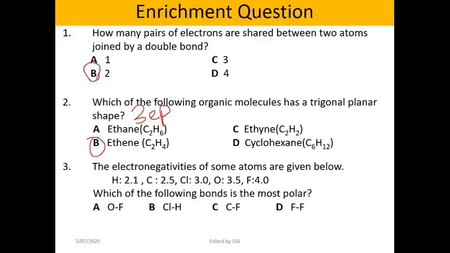Question number 3. The electronegativity of some atoms is given below. Which of the following is the most polar? The answer is C, because the highest electronegativity is fluorine.